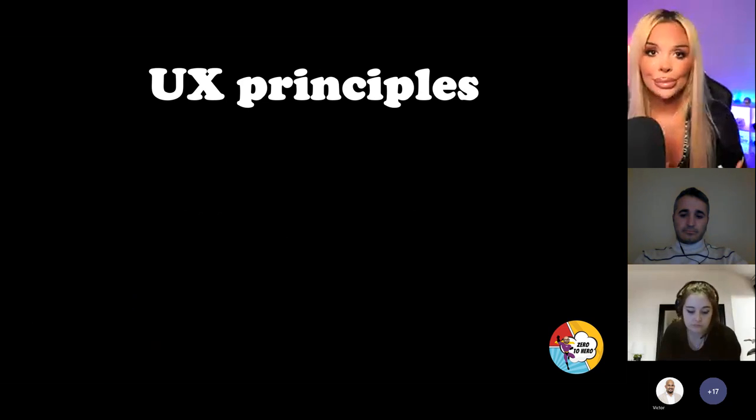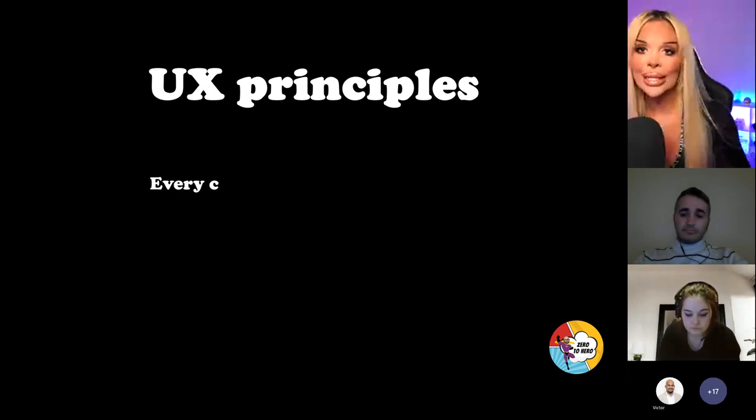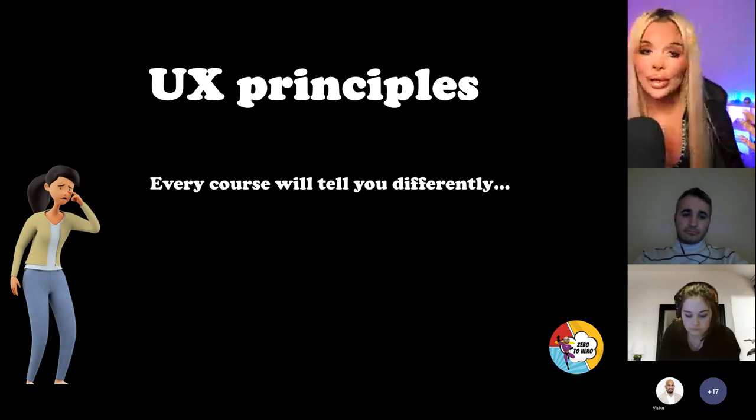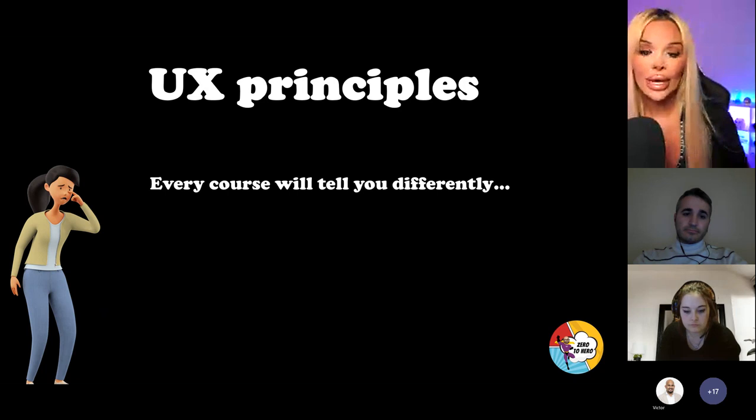Now, when it comes to UX principles, we have seven core UX principles that are really important. They are relatively easy to apply, but they are really important from the very first planning stage. Most of the time, different courses will tell you that there's four, there's seven, there's 10, there's 20. These are the seven that I have learned along the way from the UX designers that I have been learning from for a while.